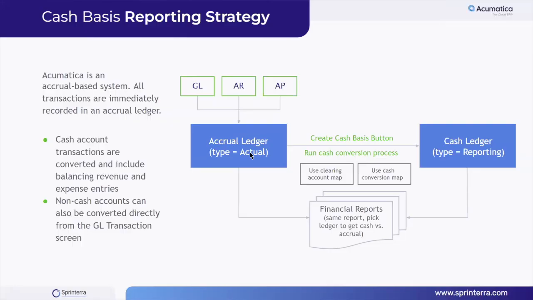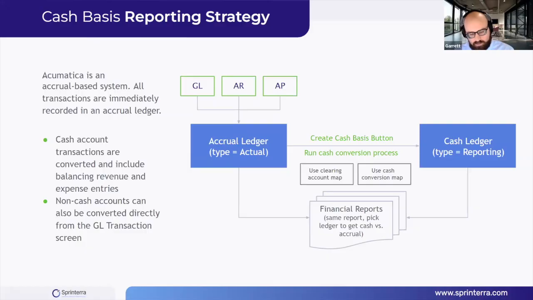What the cash basis solution does is create a second ledger. We're not doing away with Acumatica's standard accrual ledger. We're not overriding it. We're not changing anything with the accrual ledger. What we're doing is creating and populating a second cash ledger. So our solution automatically populates the cash ledger with all of these transactions as they should appear from the cash perspective.